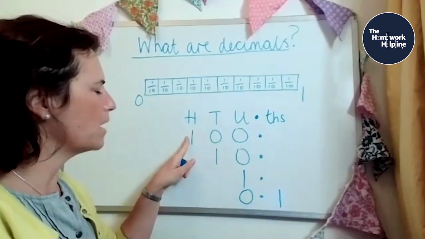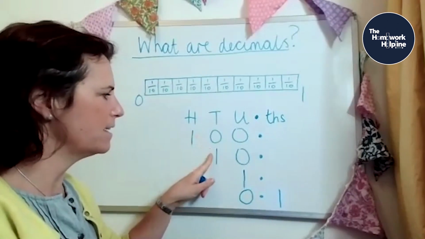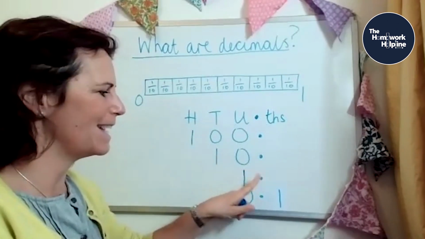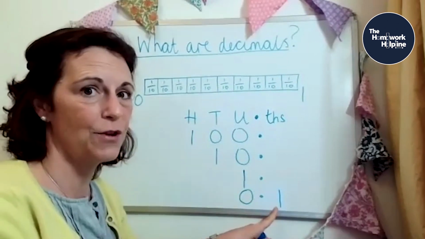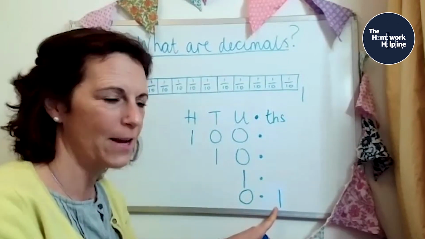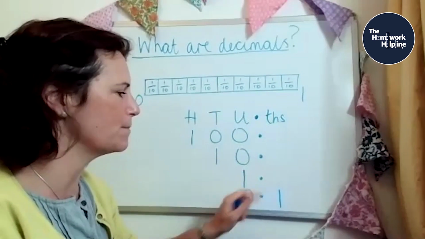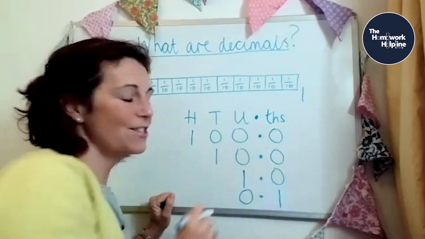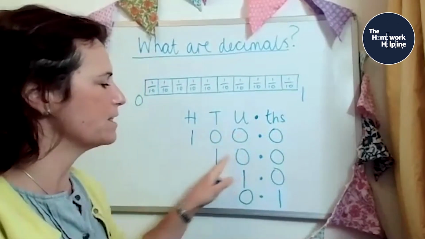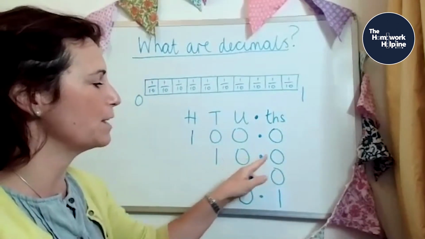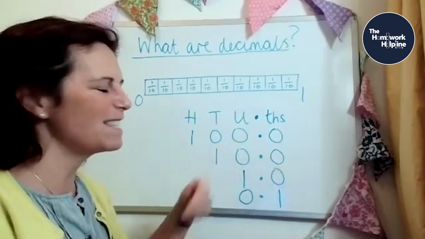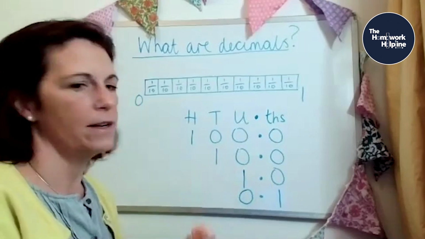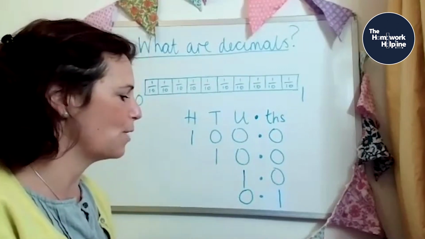So we've got 100 divided by 10 is 10, 10 divided by 10 is 1, 1 divided by 10 is 1/10, 0.1. Okay, so that's where the tenths column comes in. With these numbers, if you just fill them up with a 0, it doesn't change the value of these numbers at all. So we can have 10.0, exactly the same as 10. 1.0, exactly the same as 1.